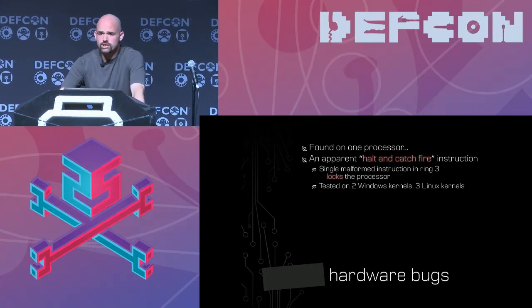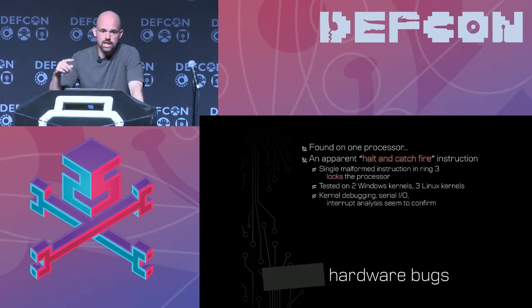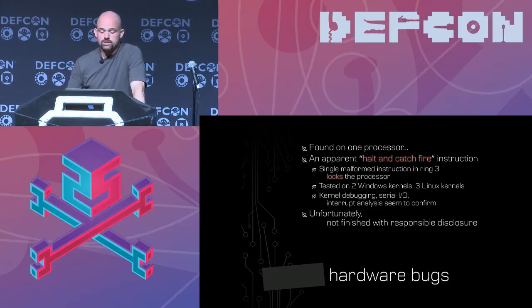So I wanted to make really sure this wasn't a kernel bug instead. I tested this on 2 different Windows kernels and 3 different Linux kernels, but then I really wanted to be sure this wasn't a kernel bug. So I actually wrote a small loadable kernel module for Linux that would hook all of the interrupts in the interrupt descriptor table and dump serial debug information out whenever interrupts occurred. I was a little bit worried that maybe this instruction was causing what's called an interrupt storm to make it look like the processor was locked when it wasn't really locked. But this also seemed to validate that the processor is completely locked when we execute this instruction.